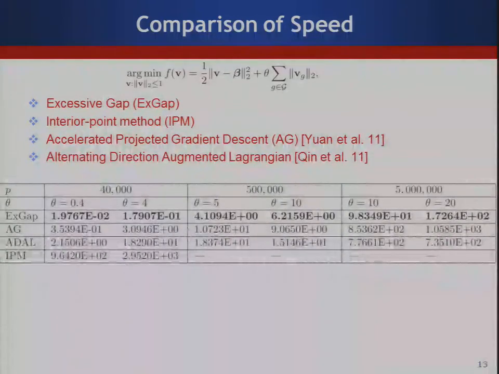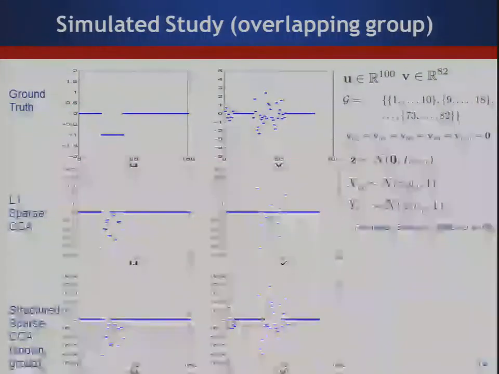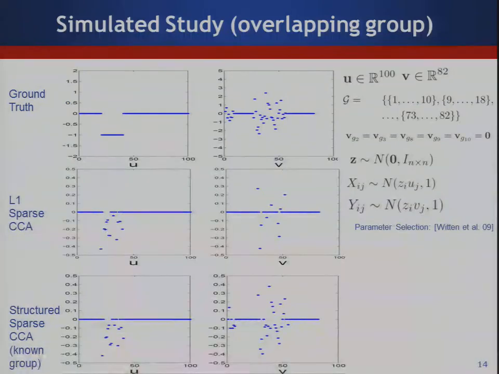Even if p goes to 5 million, our method converges in about 100 seconds, so about 1 or 2 minutes. So it's really fast. We also conduct some simulation study to verify the advantage of group structured sparse CCA.